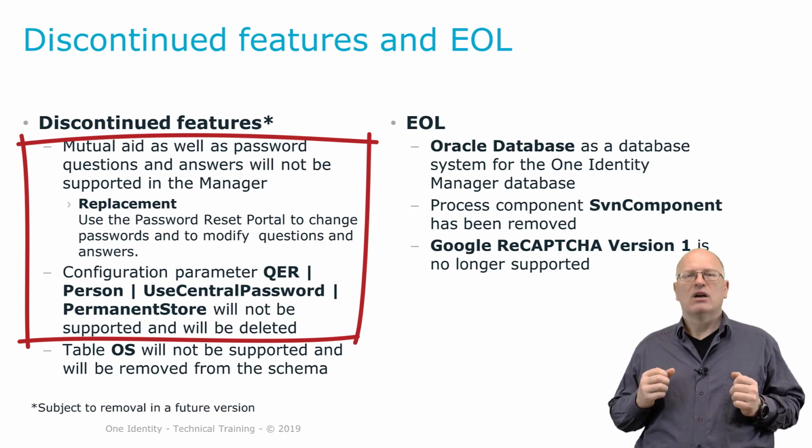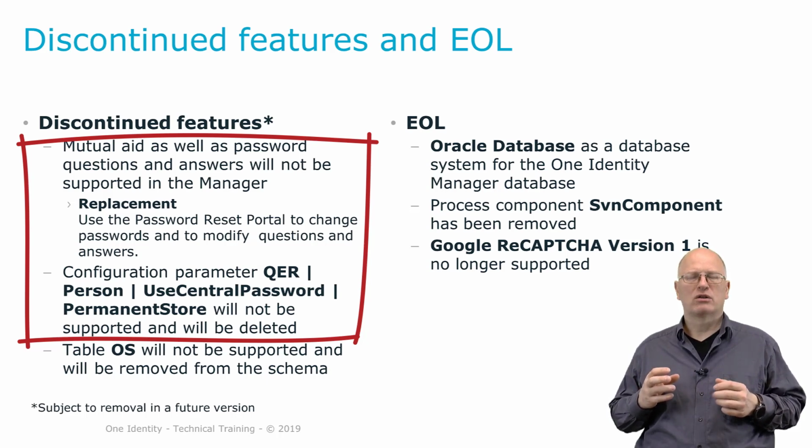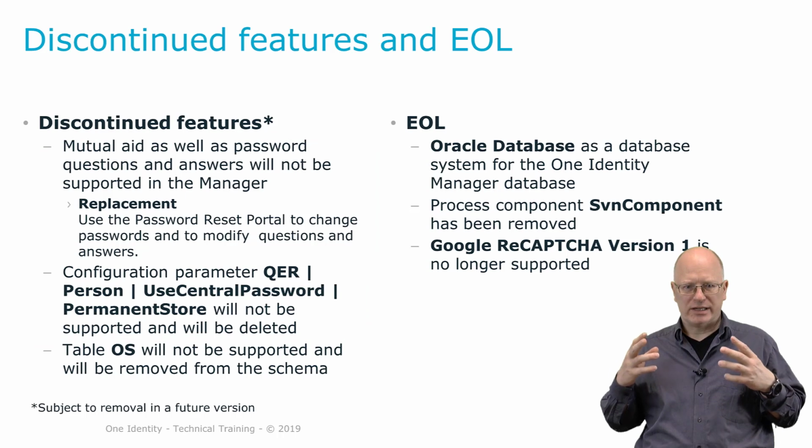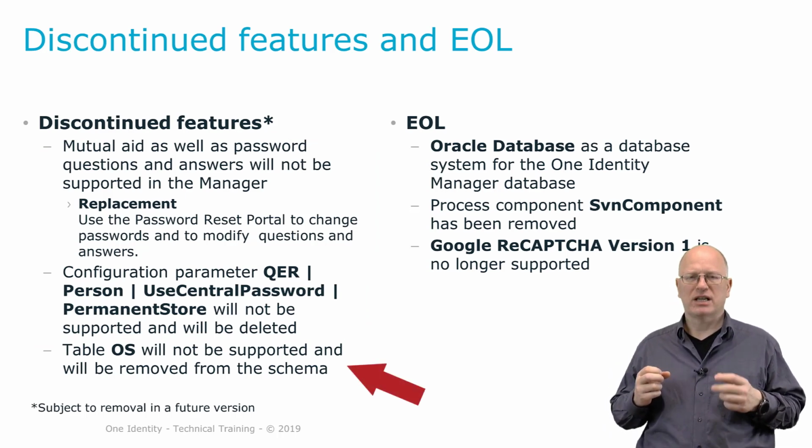In the end, there was a configuration parameter available that prohibited that behavior, and the password was permanently stored in the Identity Manager database. With the new version, we don't want to support that any longer because of the security perspective and because it's not necessary anymore. Last but not least, one table containing operating systems is also removed.